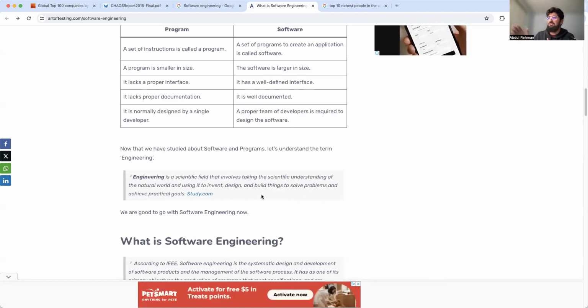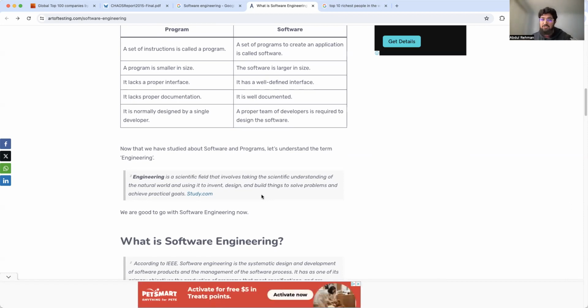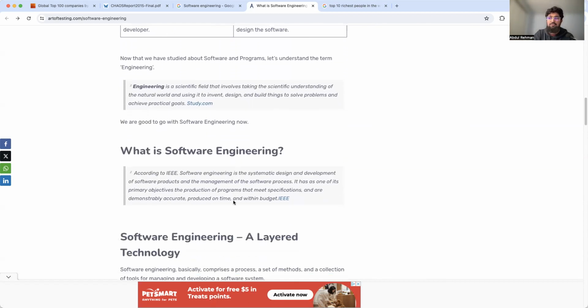Okay, then I'm talking about engineering. Engineering is a scientific field that involves taking the scientific understanding of the natural world and using it to invent, design, and build things to solve problems and achieve practical goals. Just keep in view that they focus more on calculation and precision. They try to make sure that anything that happens is calculable, which means that if you want to repeat it, we can repeat it. So in order to calculate the precision, we definitely need some engineering paradigm.